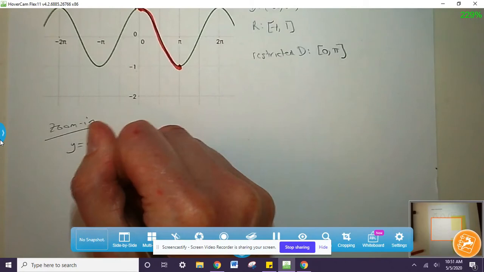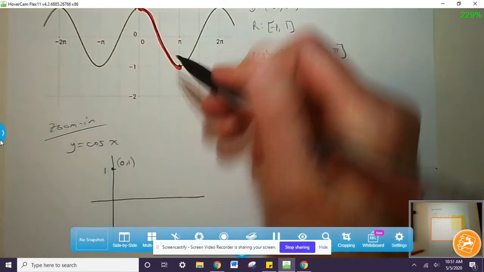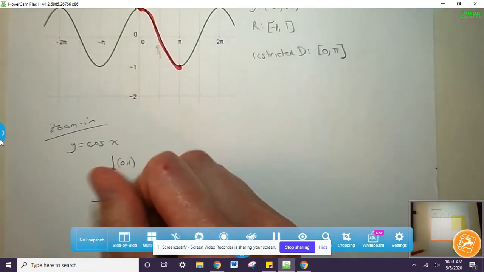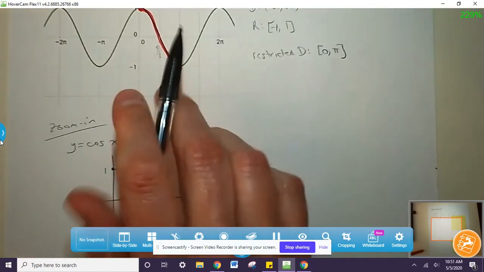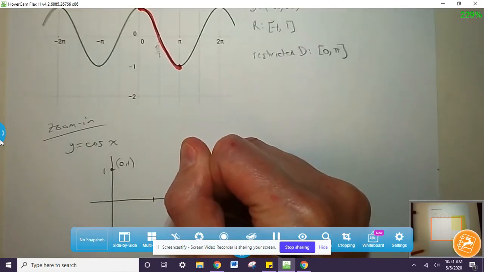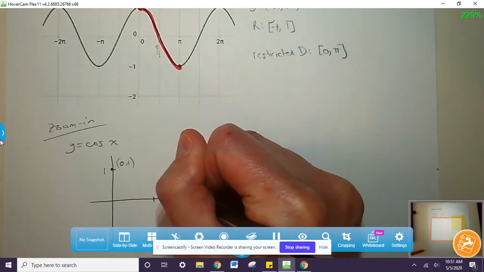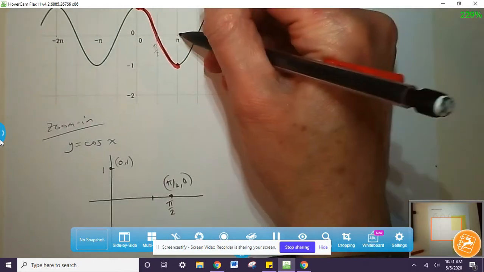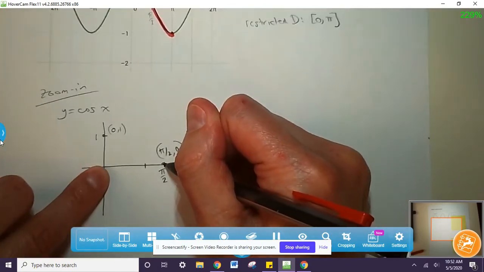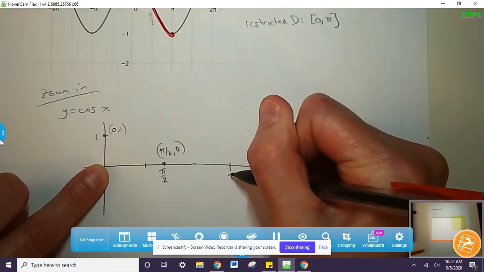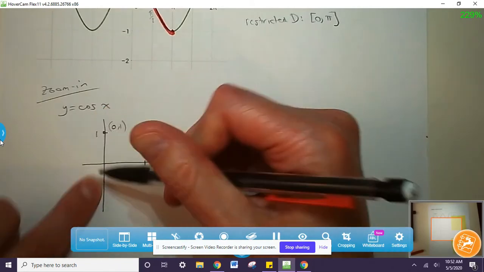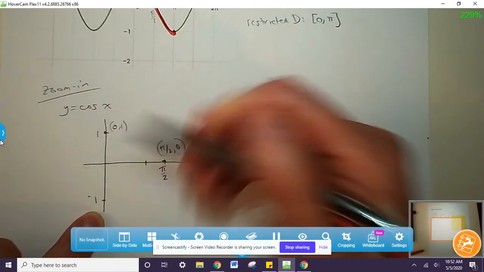So if that's 1 on the y-axis, we have a point at pi over 2, 0. So if that's 1 on the y-axis, I kind of want my 1 to be the same on the x-axis. So pi over 2 might be about here, about 1.5. And that's pi over 2, 0. And then we have a point at pi, -1. So if this is pi over 2 on the x-axis, I want to go about double that to get to pi. And if this is my 1 unit on the y-axis from here to here, I want about the same to get to -1.